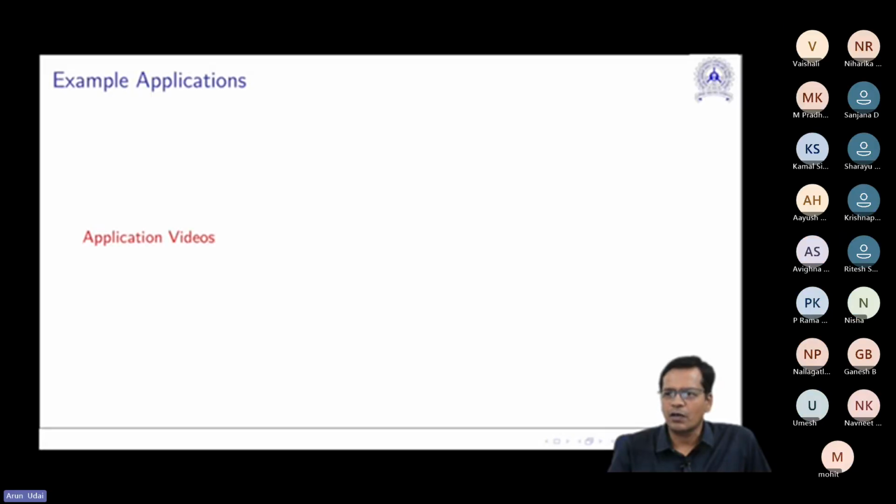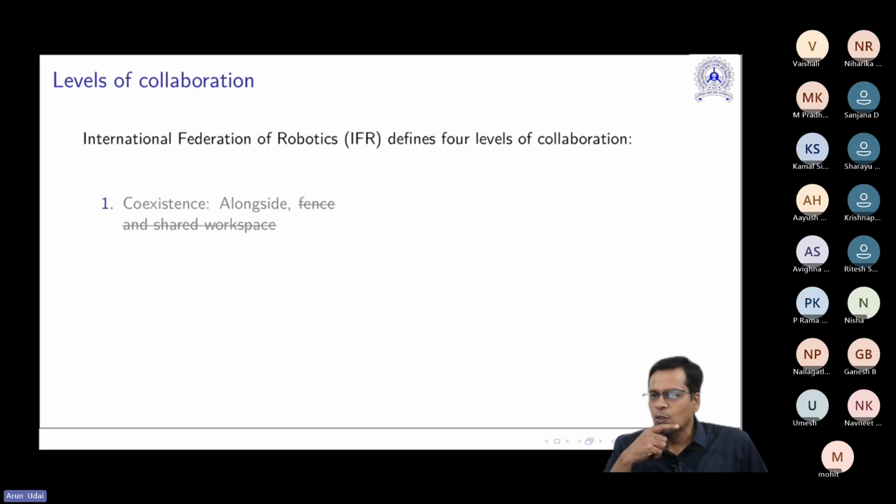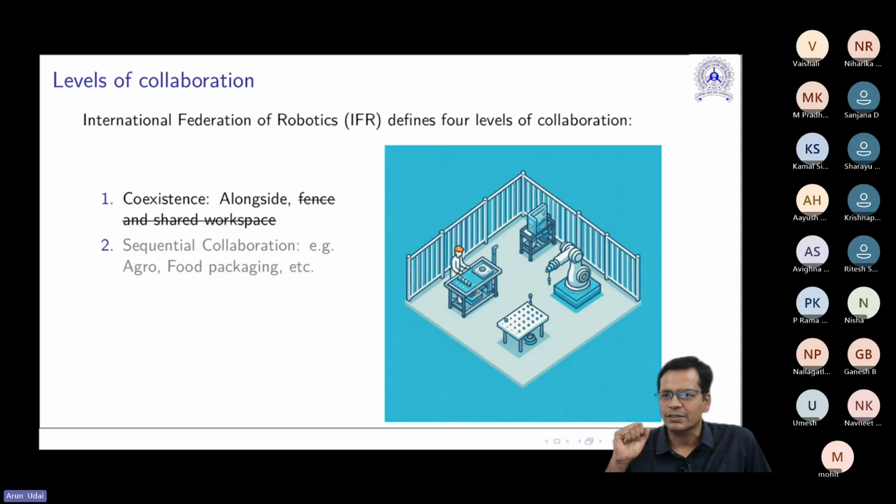Okay, so let me come back to the original slide. So this was some application video. With this as a context, maybe I can now explain better what cobots are. As per the International Federation of Robotics, it defines four levels of collaboration. First is coexistence. Robot and human are within the same fence, but there is no shared workspace. The robot cannot reach the human, but yes, an accident can happen. They are in the same fence, so they are just alongside.